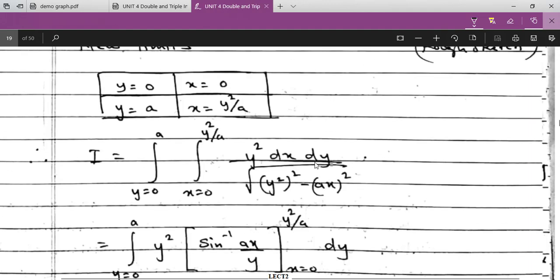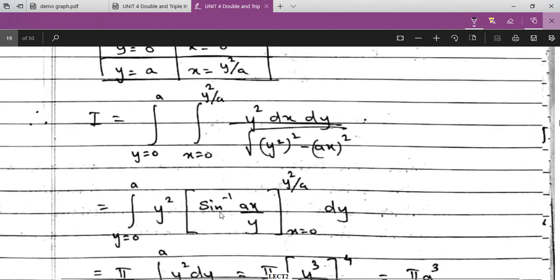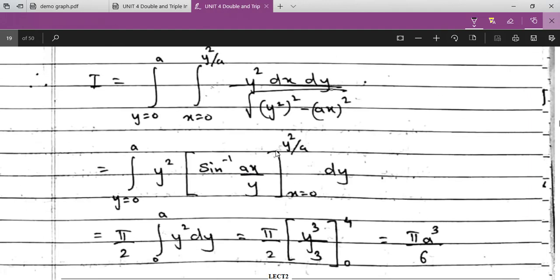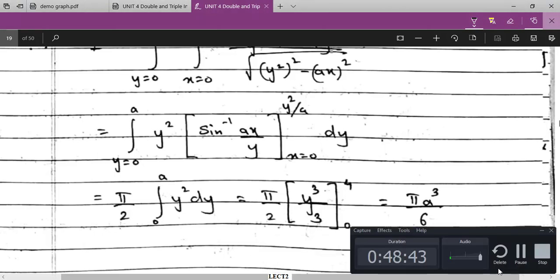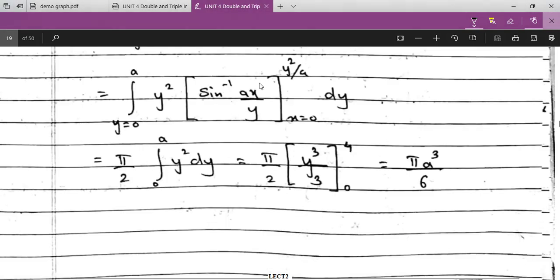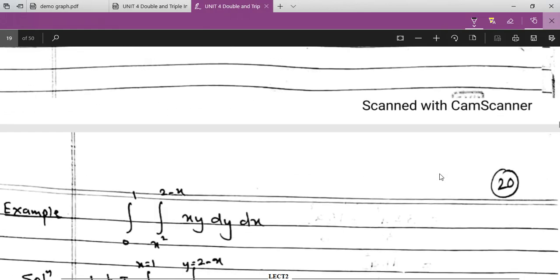Now it has changed its order to dx dy. So this turns out to be sine inverse of x by y over the limit 0 to y square by a, dy, right? So here it turns out to be pi by 2, right? This evaluation will give you pi by 2 over the integral 0 to a of y square dy, which is equal to pi by 2 times y cube divided by 3, from 0 to a. After evaluating this, you get this particular answer, right?